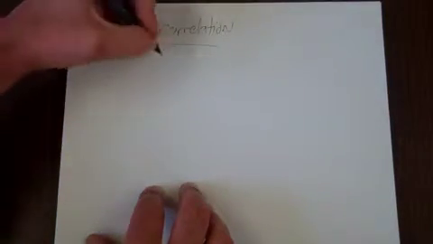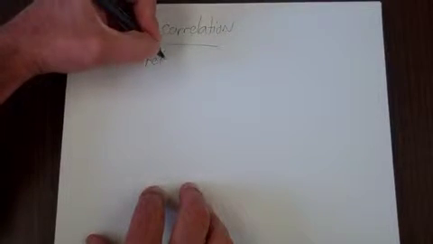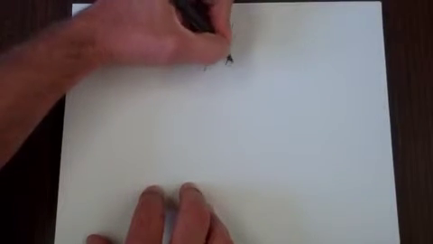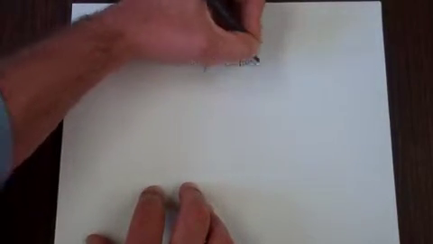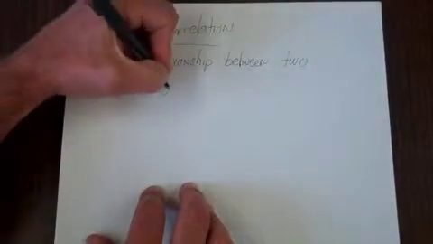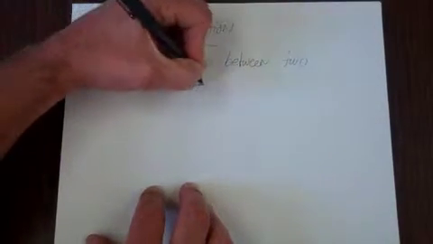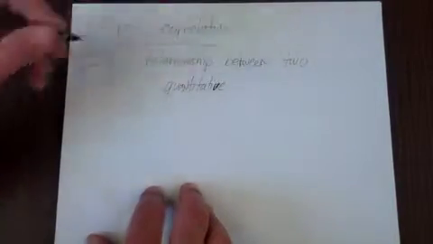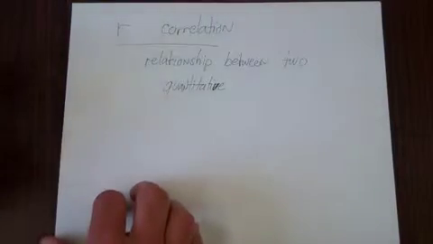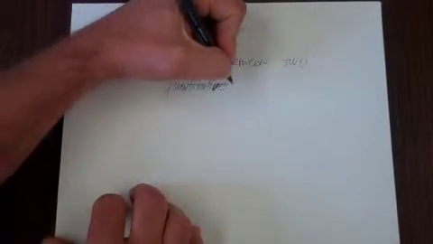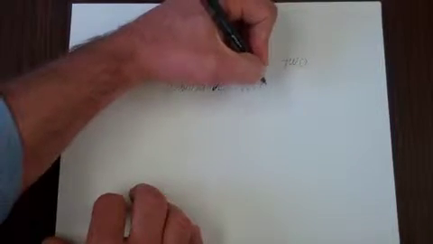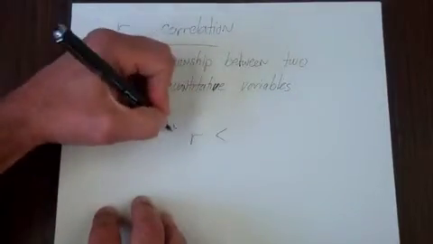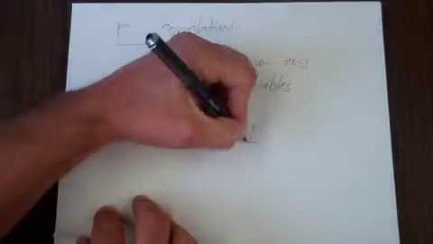Correlation talks about the relationship between two quantitative variables. And it's important that they're both quantitative variables. There are similar statistics between variables when they're not quantitative, but it's not correlation. So quantitative variables, and we're going to measure it by R. And R is always going to take a value between -1 and 1.